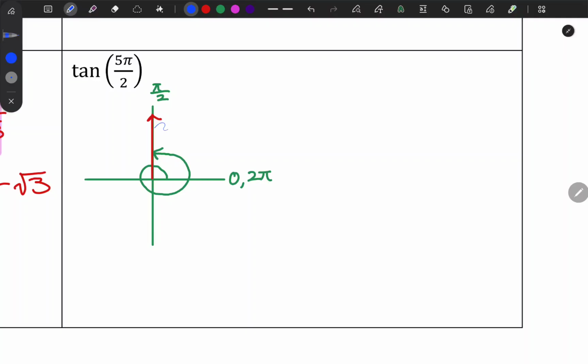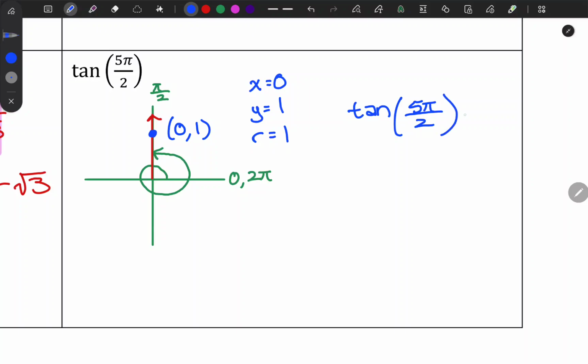We take a point on the unit circle on this axis. Technically any point, but unit circle, very convenient. So this point here will be 0, 1. So x is equal to 0, y equals 1, r equals 1. When we find tangent of 5 pi over 2, it's going to be equal to y over x. And we just put in our x and y values. So tangent of 5 pi over 2 is equal to 1 divided by 0. We would say this one is undefined.